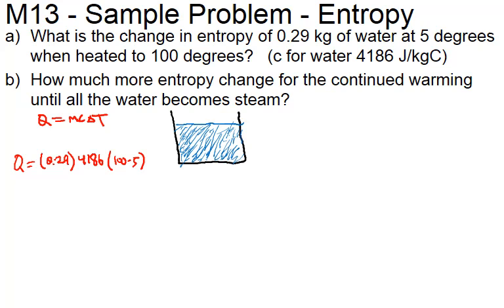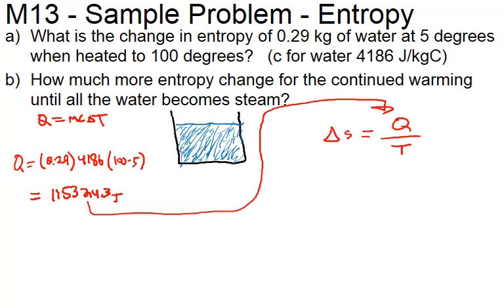Okay, so we should get the heat going in. It's going from 5 degrees to 100 degrees. 4186 is the specific heat, so that's Q going in. And then when we look at the entropy change, we know how much heat went in.